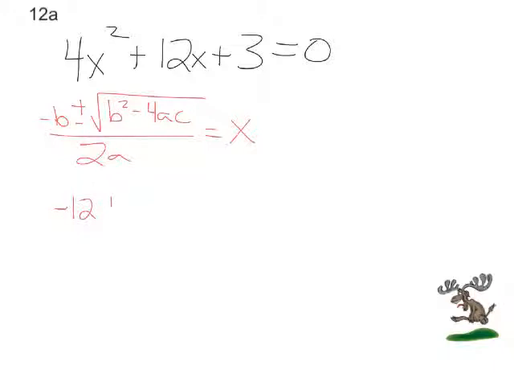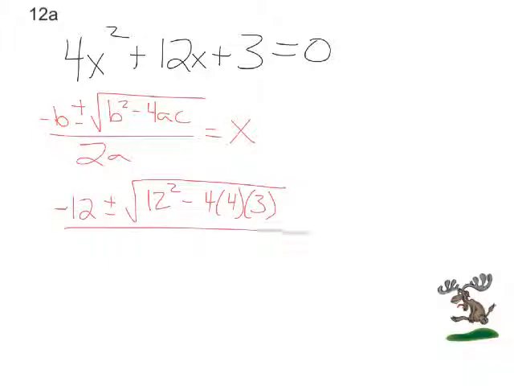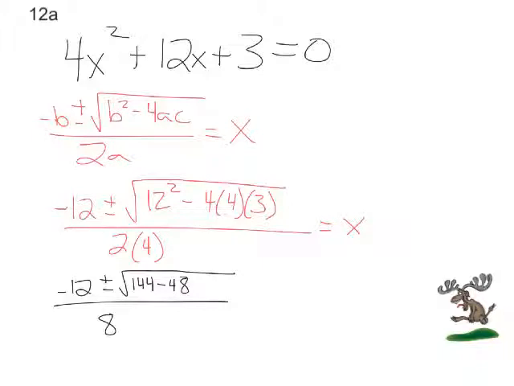Negative b plus or minus the square root of b squared minus 4ac all over 2a. If we start to simplify this down, we'll get negative 12 plus or minus the square root of 144 minus 4 times 4 times 3, so 144 minus 48, and that is all over 8. And that 144 minus 48 is going to be 96. And so we have negative 12 plus or minus the square root of 96.